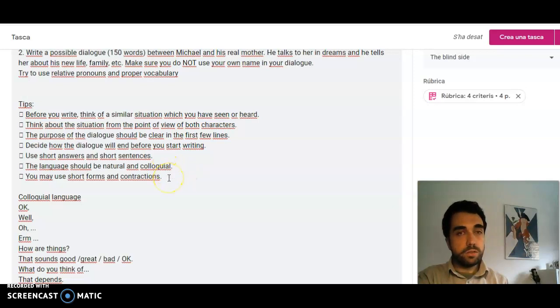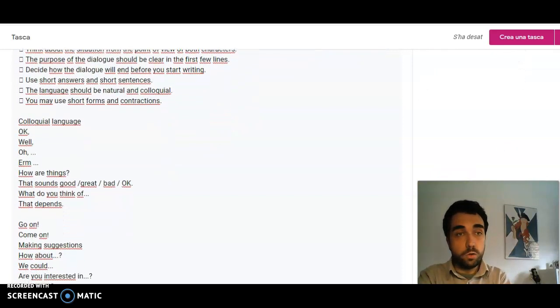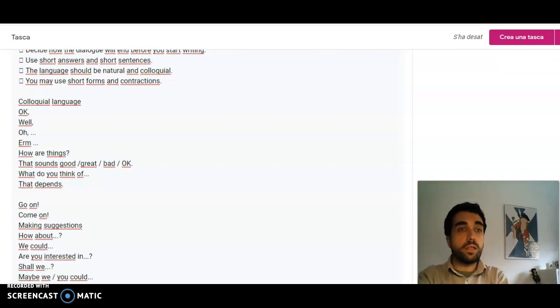This is a narrative dialogue, so it's a kind of you are narrating, you are describing something, you are setting up the characters, and then the characters are talking. So we must make sure that we use the short forms and contractions. So, and also you can use colloquial language.